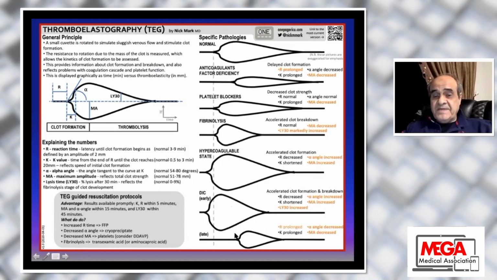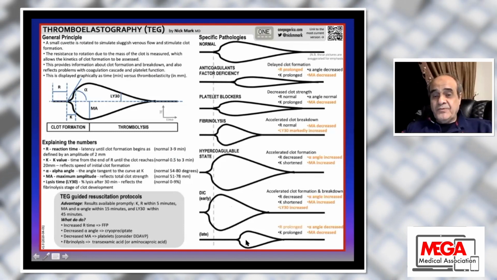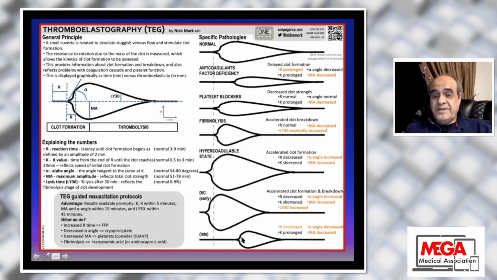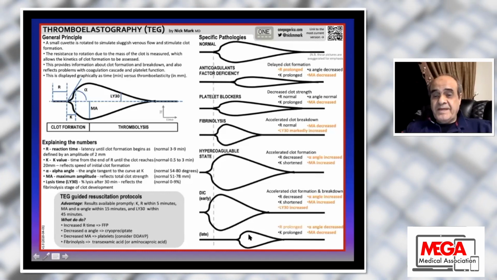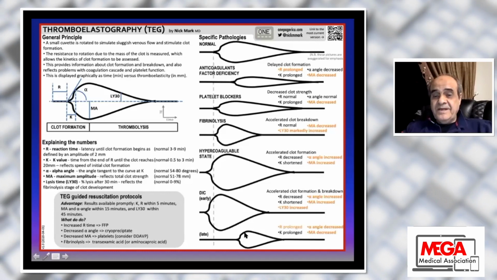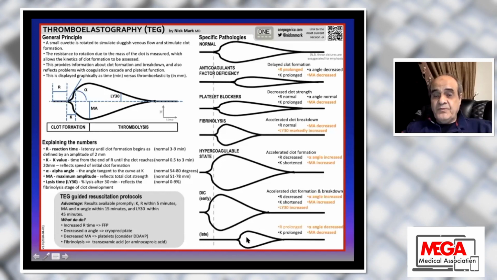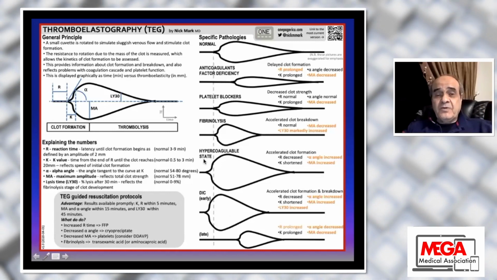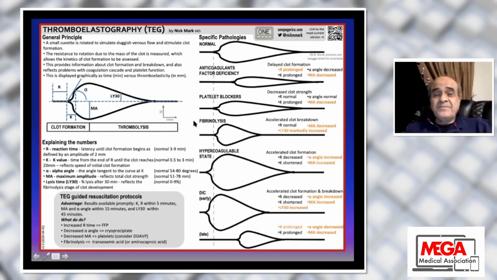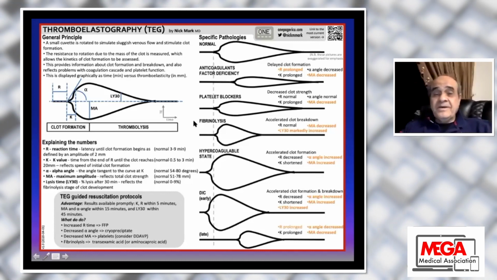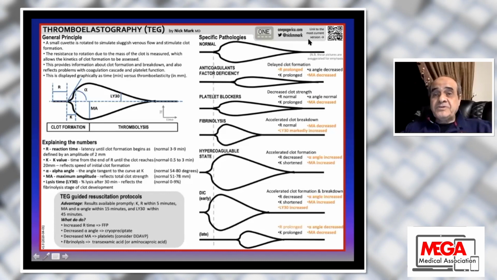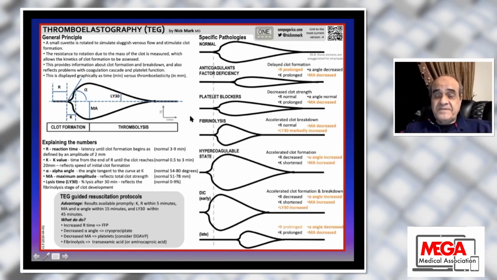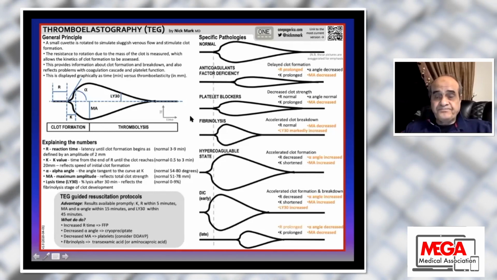And after that, the coagulability starts to decrease, hypocoagulability, and R is prolonged, and the K time is also prolonged, and alpha angle is decreased here and the maximum amplitude is decreased. So from the interpretation of the thromboelastogram, I can predict which ingredient or which factor is decreased or deficient, and I can manage it.